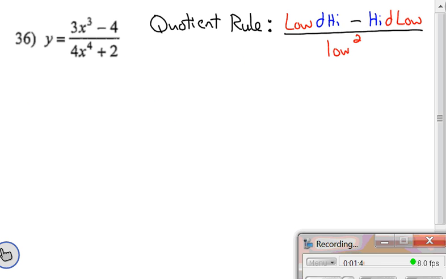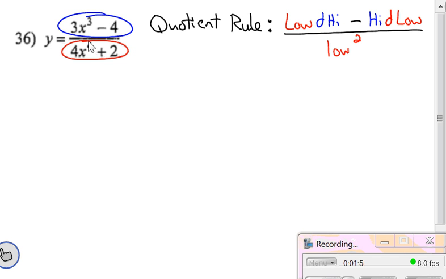That's correct. Okay, problem 36 says differentiate. This is another quotient rule, because if you look at it, we've got a low function, and we've got a high function, and we've got division, which is really just quotient. Quotient is another word for division, so we need the quotient rule to differentiate or take the derivative.